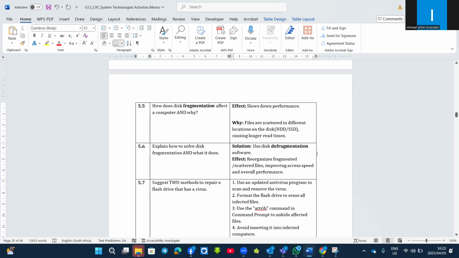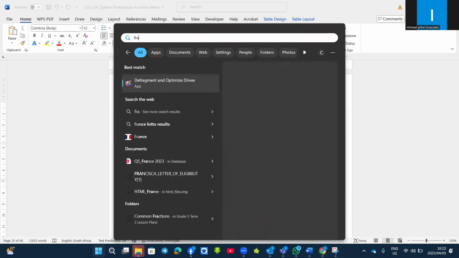And in most cases, defragmentation or fragmentation happens on a hard drive. So here the defragmentation is only done on a hard drive, not an SSD. For an SSD we use optimize. So mostly when you search for defragmentation, you see Defragment and Optimize Drives. This is the tool we use to reorganize scattered files.